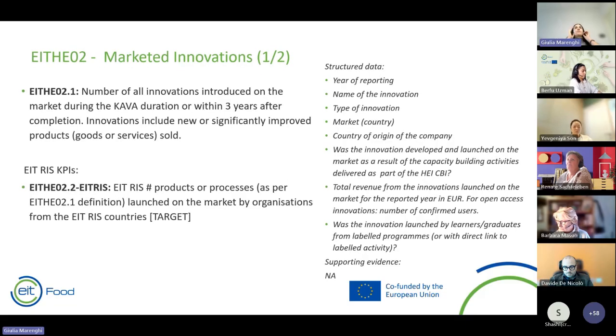We then have a second group of indicators, which is the marketed innovations one. So you have here 3 sub-indicators. First one is EIT 02.1, which is the marketed innovations that have no minimum sales threshold. So this means that any marketed innovation, so any product or service that has been launched on the market, despite of the amount of sales reached, can be reported as a marketed innovation EIT 02.1.